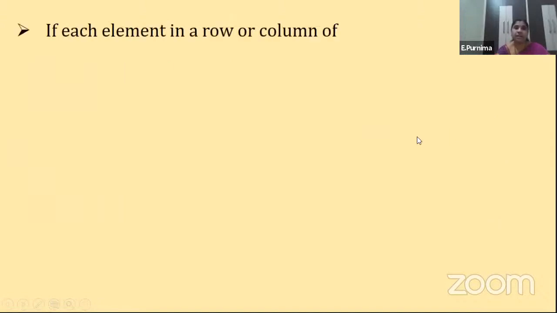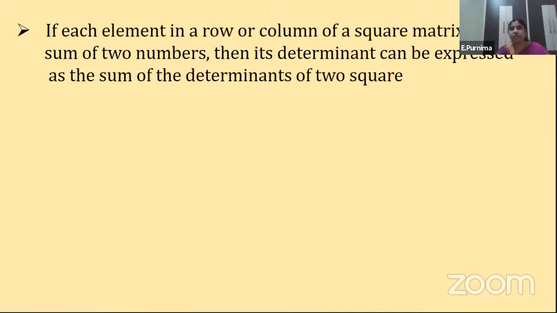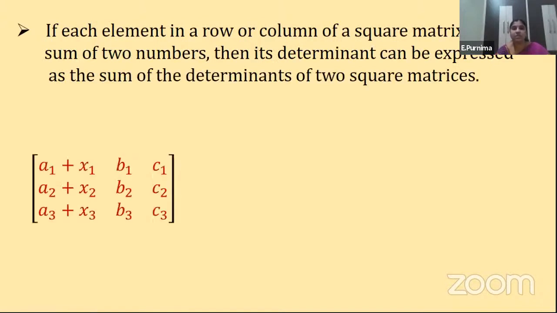Is it clear? Next, the next property is, if each element in a row or column of a square matrix is the sum of two numbers, then its determinant can be expressed as the sum of the determinants of two square matrices. So what is it, children? Here if you observe the matrix, every element of the first column is the sum of two elements, a1 plus x1, a2 plus x2, a3 plus x3, isn't it? If it is like this, then the determinant of this matrix can be found by splitting it as the sum of two determinants.